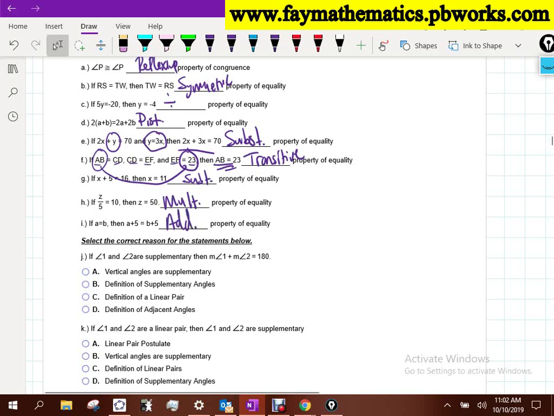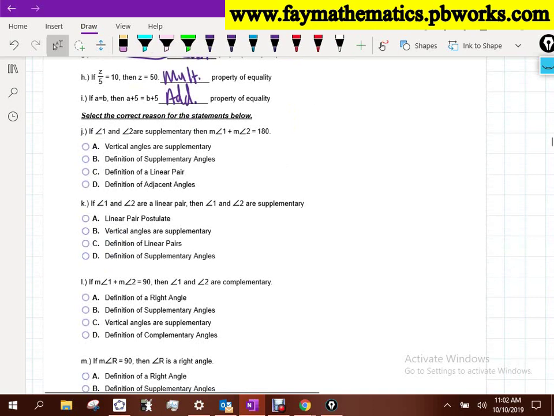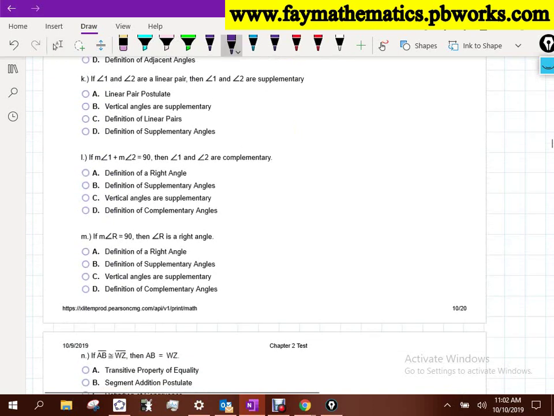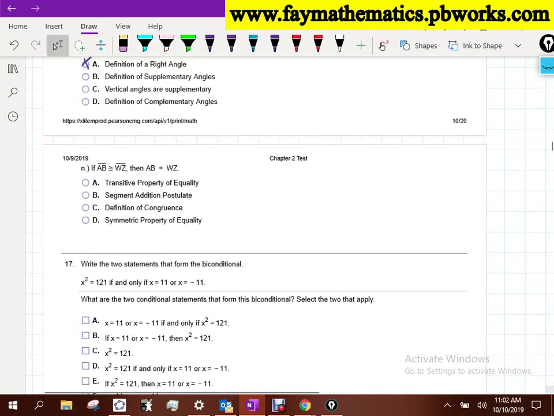If angle 1 and angle 2 are supplementary, then by the definition of supplementary angles, they add up to 180. If angle 1 and angle 2 are a linear pair, then angle 1 and angle 2 are supplementary. That's the linear pair postulate. This is the definition of complementary angles. And then this one here is the definition of right angles. This one here, if AB is congruent to WZ, then AB equals WZ. That is the definition of congruence.